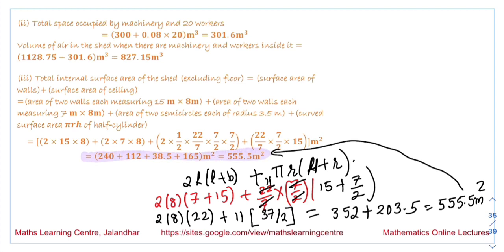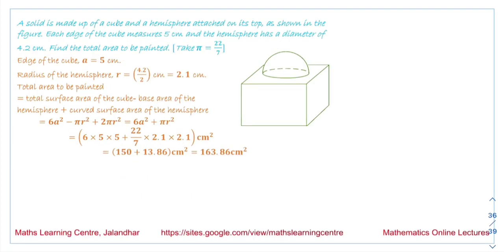Next question we have is, a solid is made up of a cube and a hemisphere attached on its top, as shown in the figure. Each edge of the cube measures 5 centimeter. So this is 5 centimeter, 5 centimeter and 5 centimeter. These are the length, breadth and height of this cube. And the hemisphere has a diameter of 4.2 centimeter, so the radius is 2.1 centimeter.